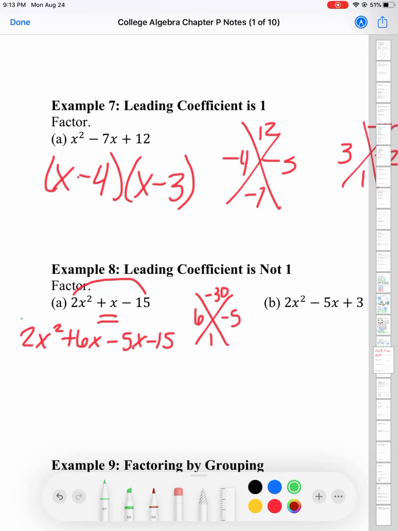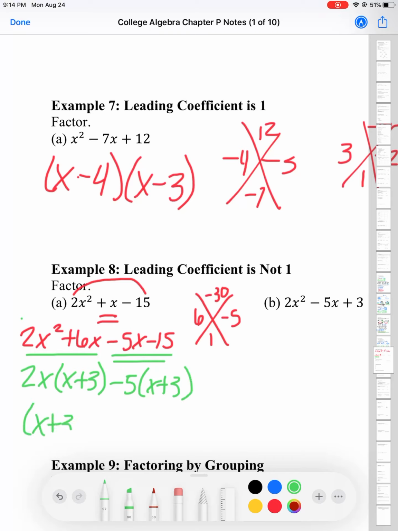So I put the 6 by the 2 because 6 is divisible by 2 and 15 is divisible by 5. So you'll see why. So I'm going to group them like this. Out of this first group, I can pull a 2x, and I get an x plus 3. Out of this second group, I can pull a negative 5, and I get x plus 3. So I get x plus 3 times 2x minus 5 as my answer.